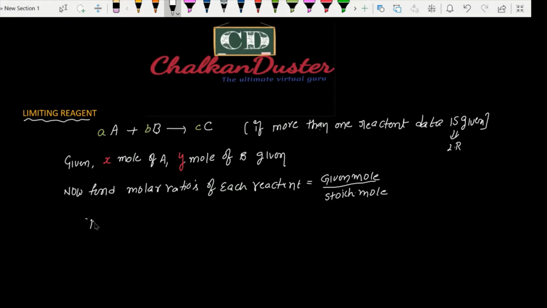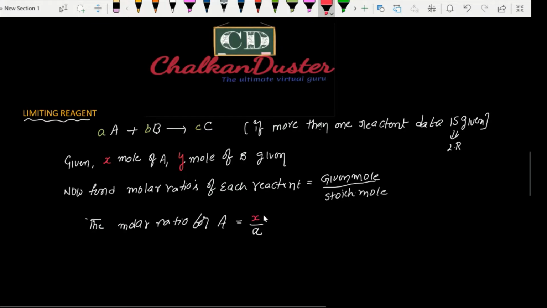So the molar ratio for the reactant A is nothing but the given moles x over the stoichiometric mole a. If you observe clearly, the given moles is x in the question and the stoichiometric mole is a, so you are finding x by a. Similarly, you can find the molar ratio for reactant B, which is nothing but y by b: given moles is y and stoichiometric mole is b. After finding this, you can compare these two values.